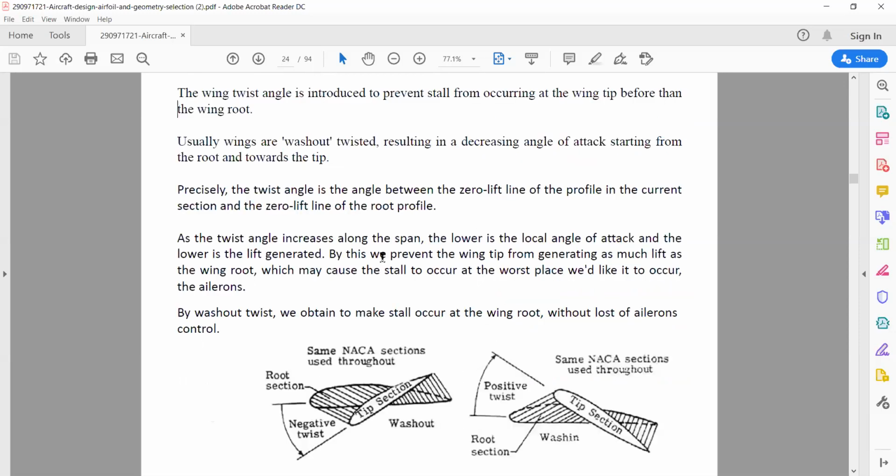And we can look here. There are two types of twist to avoid this. What do you call stall? We are going to another concept called wing twist. What is this twist?